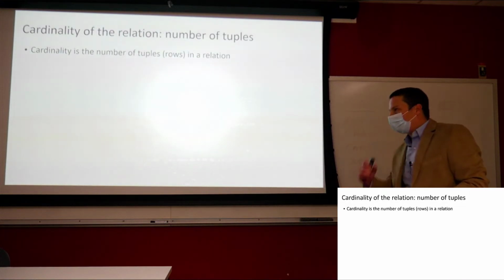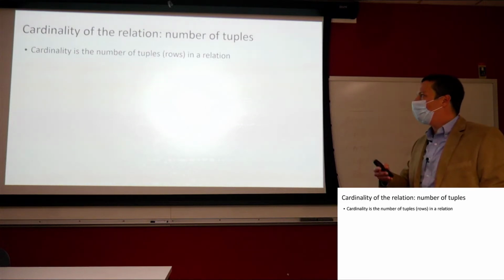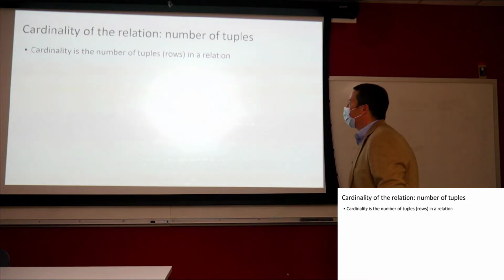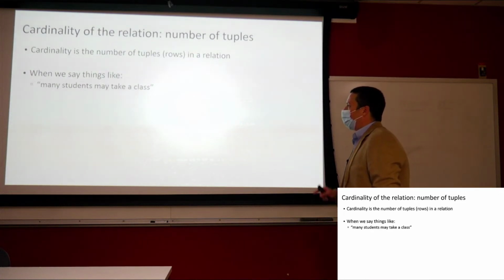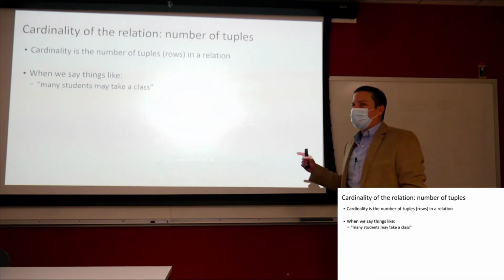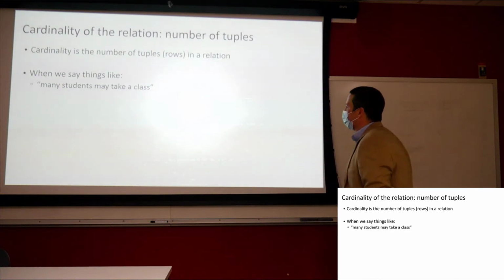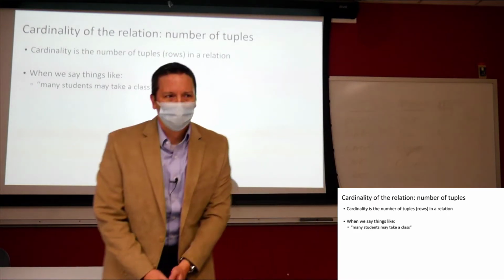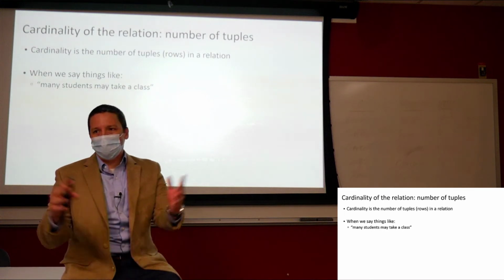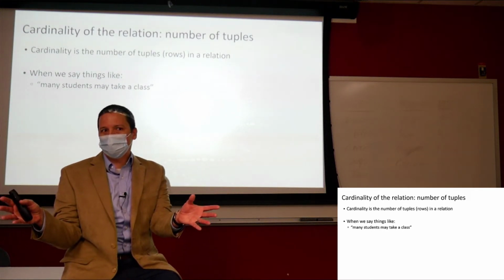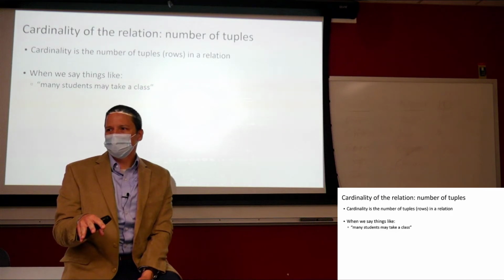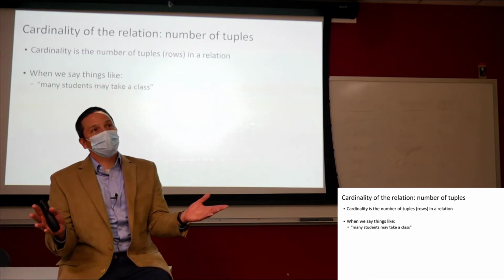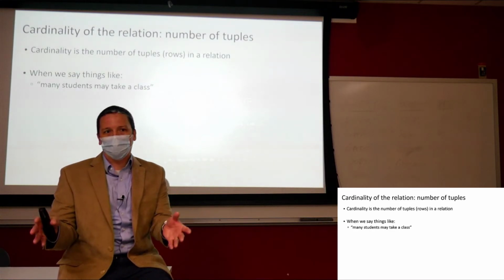Cardinality. So we say now, instead of cardinality just being 1 or many, we're going to say cardinality is the number of tuples or rows in a relation, right? So when we say things like many students take a class, what do we really mean by that? Could many students, like in an unbounded sense, take this class? No, we couldn't. What's the biggest reason, or the first reason maybe, that we couldn't have 1 million students take this class?